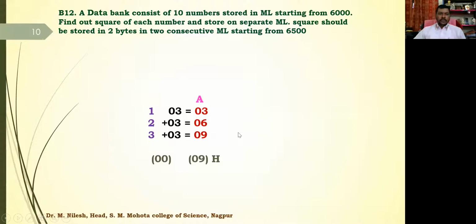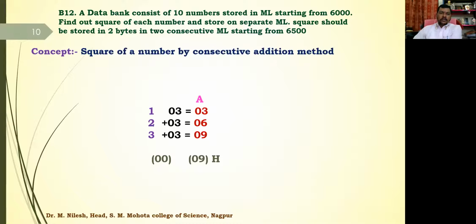We have 10 numbers stored in memory locations starting from 6000, and we have to find the square of each number and store it in separate memory locations. The square is of 2 bytes, so we have to use two memory locations to store the 2 bytes of data. We are starting to store from 6500. So this is our program.